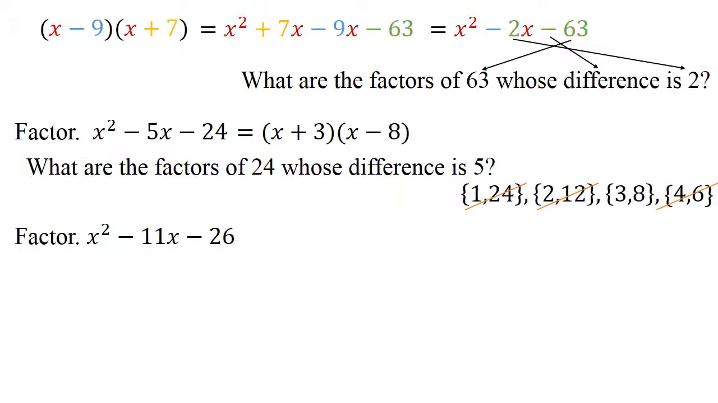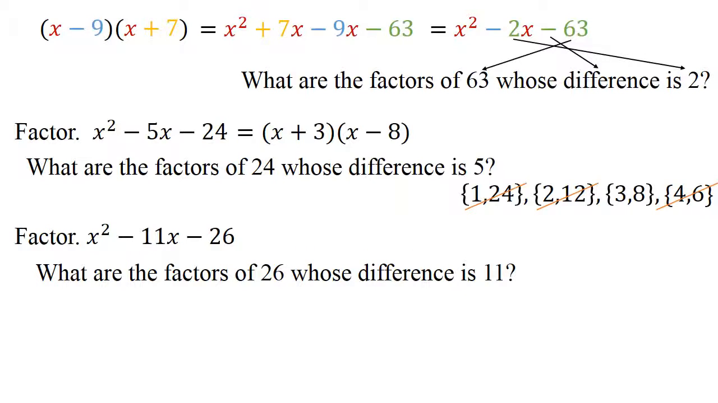So look at this one, x squared minus 11x minus 26. So what are the factors of 26 that are different by 11? And again, factors of 26, 1 and 26, 2 and 13, and that's it. 1 and 26 are different by 25, so no, but 2 and 13 are different by 11. It's a negative 11, so the larger number has to be the negative one, so the 13 is a negative. So x plus 2, x minus 13.